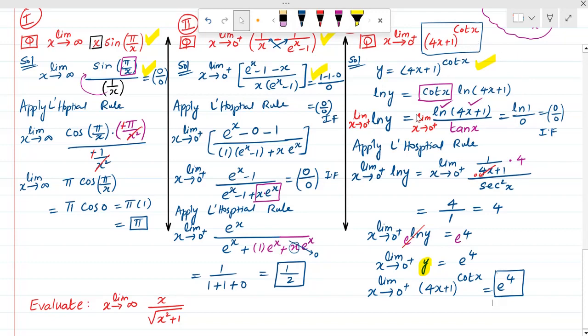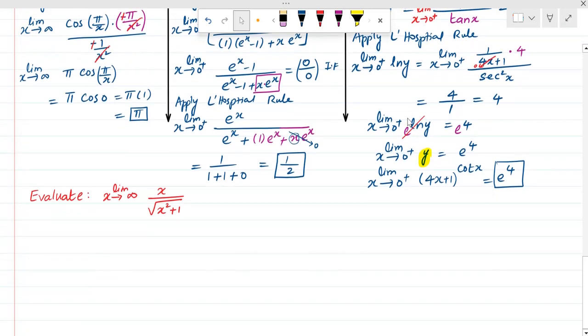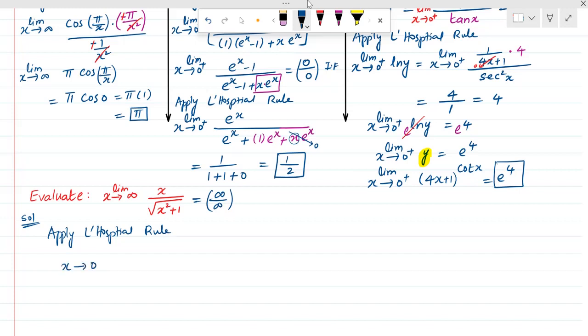This is the idea. Now the last question of this topic: limit x approaches infinity of x over square root of x square plus 1. When you apply the limit, you have infinity over infinity. So apply L'Hopital rule. When you apply the L'Hopital rule, you will get limit x approaches infinity.